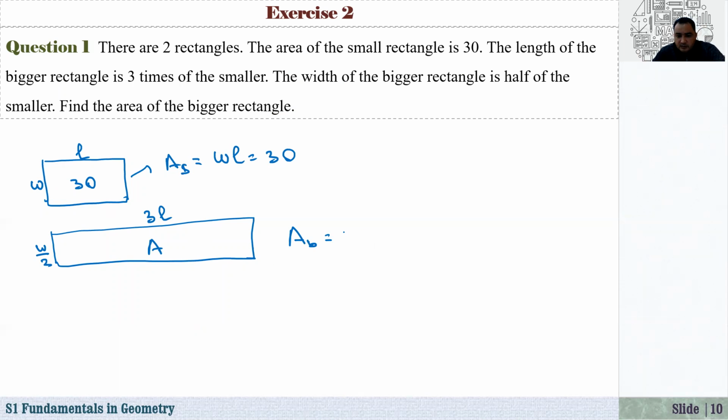So that is 3 times length times width over 2. It's not 3, it's 2. So this is 2, right? Now from here, that's equal to 3 over 2 times length times width. That's equal to 30. 30 over 2 is 15. 3 times 15 is 45. So the area of the big rectangle is 45 units squared.